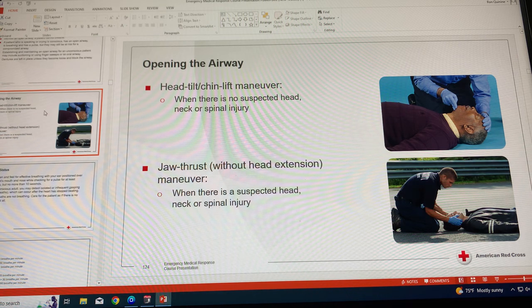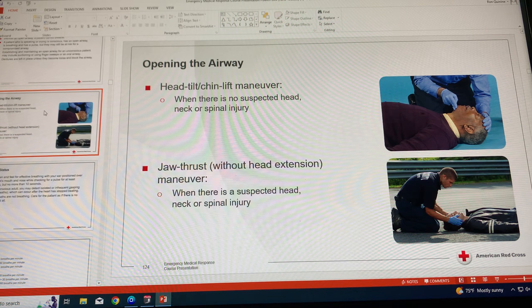Okay. So now we're going to deal with the jaw thrust without head extension maneuver when there is a suspected head, neck, or spinal injury. To open the airway for someone who has a suspected head, neck, or spinal injury, use the jaw thrust without head extension maneuver. To keep the head and neck in a neutral position, this maneuver moves the tongue away from the back of the throat, allowing air to enter the lungs without moving the head and neck.